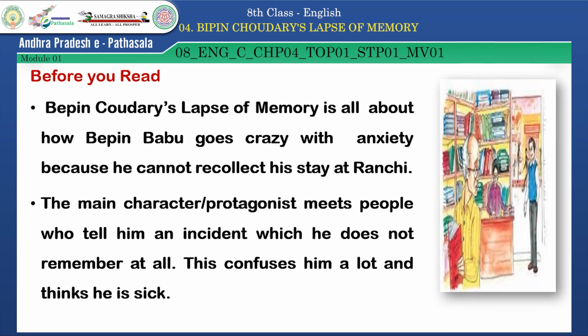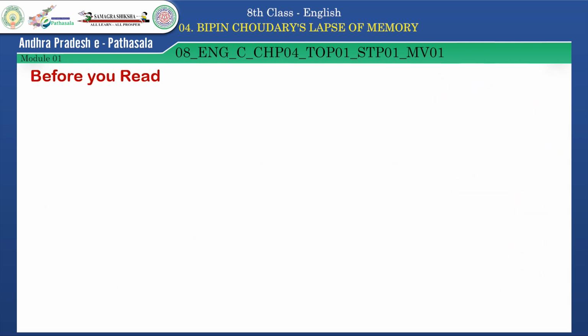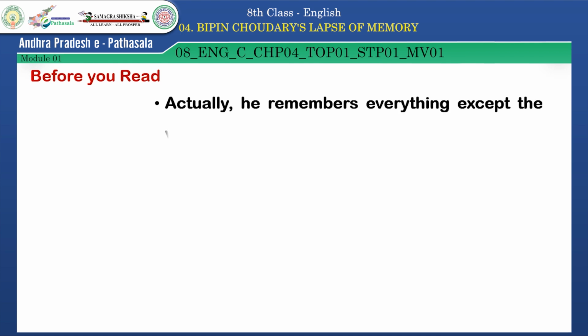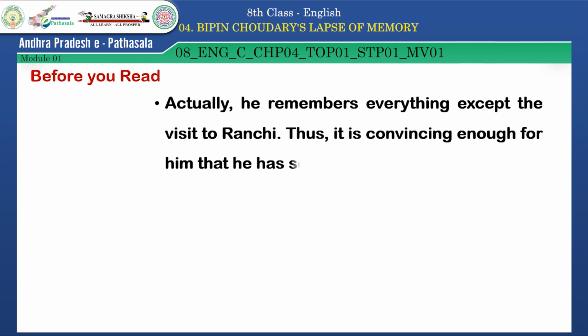Here, in this image, we can see Bipin Babu with books and bald head. He is Bipin Choudhury. Actually, he remembers everything except the visit to Ranchi. Thus, it is convincing enough for him that he has some lapse of memory.